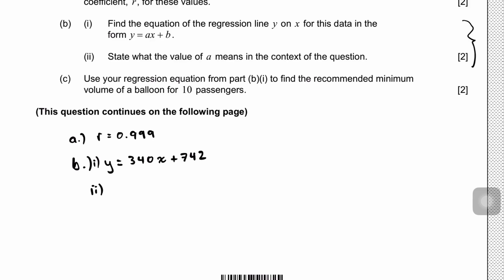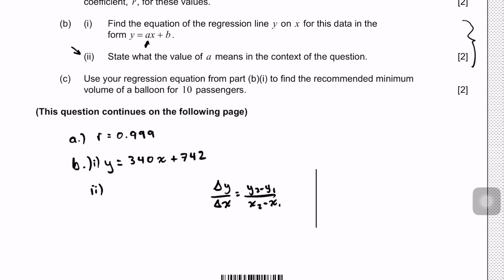Second question for part B right here. They're asking us to state what the value of A means in the context of the question. So we know that A, what we usually call m, is our slope. It's a rate of change. So change in y over change in x is what we usually say when we're talking about a slope. Change in y over change in x, or the slope formula y2 minus y1 over x2 minus x1. How much do we go up by for every single move to the right?